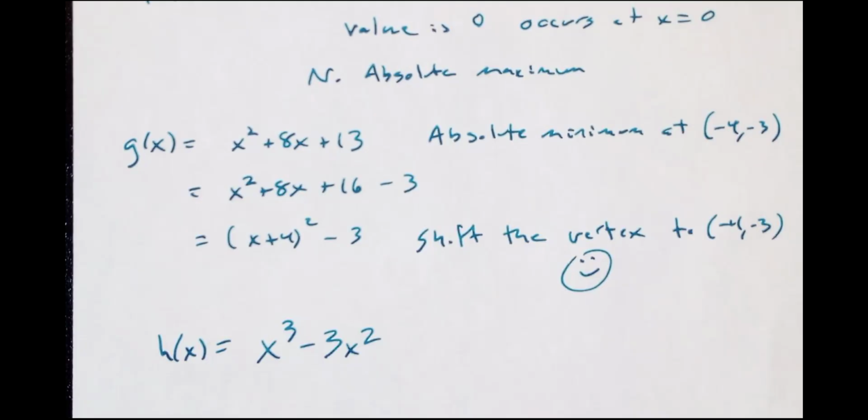X cubed minus 3x squared. Let's think about our absolute extremes. I need to have an idea of what this graph looks like. Do you know what this graph looks like? Then graph it and find out.